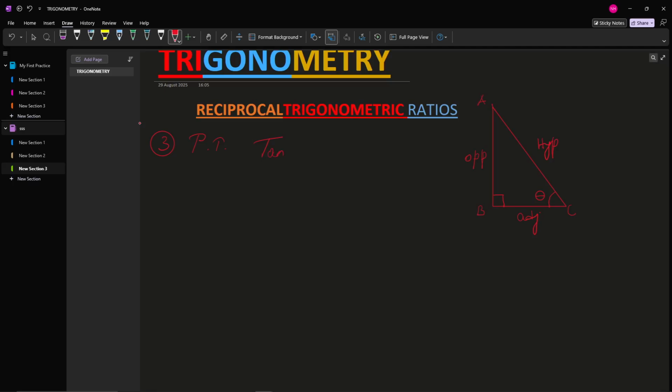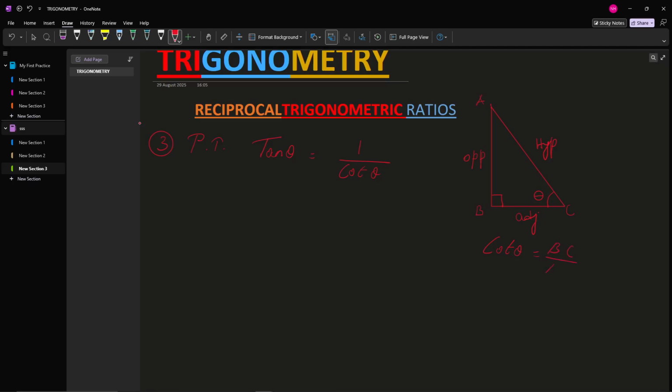tan theta is equal to 1 by cot theta. Tan theta equals 1 by cot theta. So what is cot theta? Cot theta is going to be adjacent by opposite. That means it is BC divided by AB. BC by AB is cot.